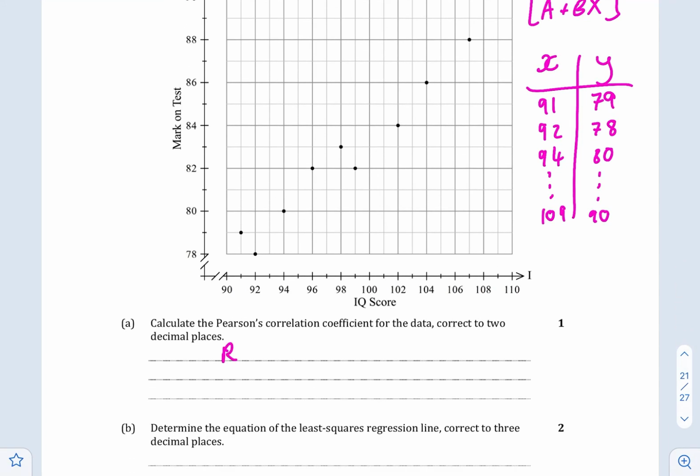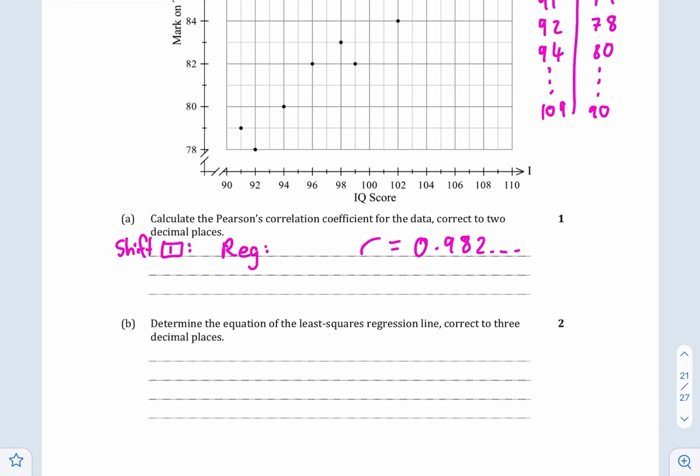When you type all that in, you go to Shift 1, and then you click on Reg, and then you want R, and R will give you 0.982, and so on. And then for the least squares regression line, we do the same thing, Shift 1, Reg, and when we do that, we can get our A value, which is 22.176 to 3 decimal places, and B value, we can do the same thing, and we get this value, and then we need to put it in an equation.